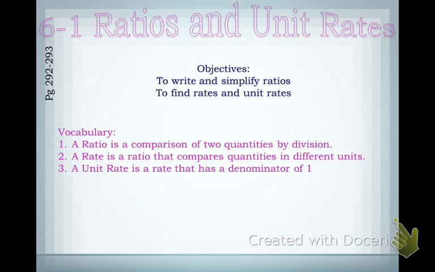Ratio vocabulary. 1. A ratio is a comparison of two quantities by division. 2. A rate is a ratio that compares quantities in different units. And 3. A unit rate is a rate that has a denominator of 1. So let's try some examples regarding this information.